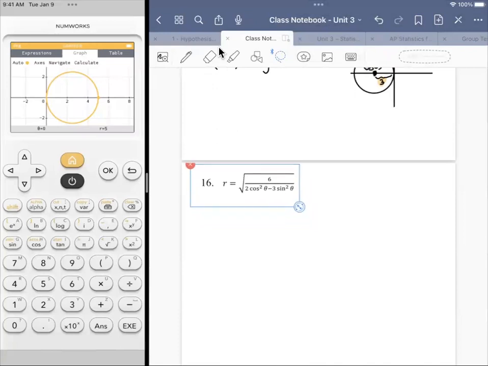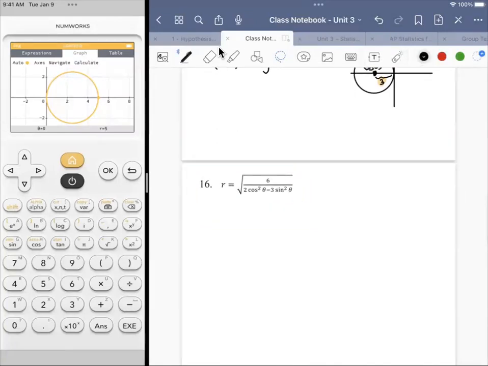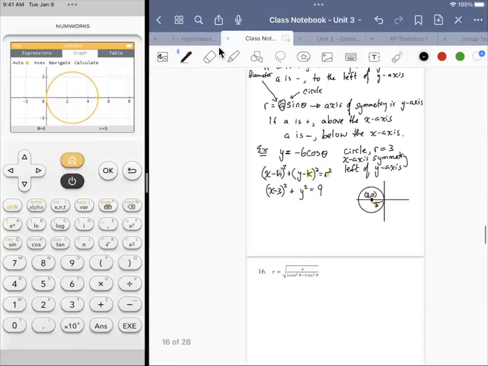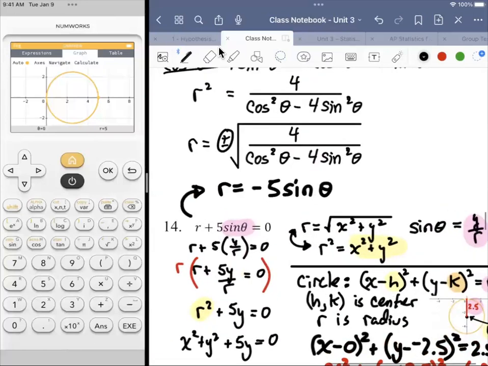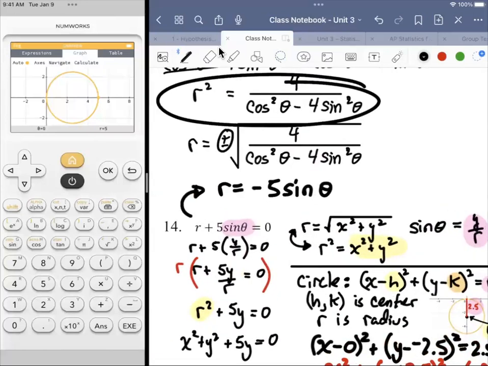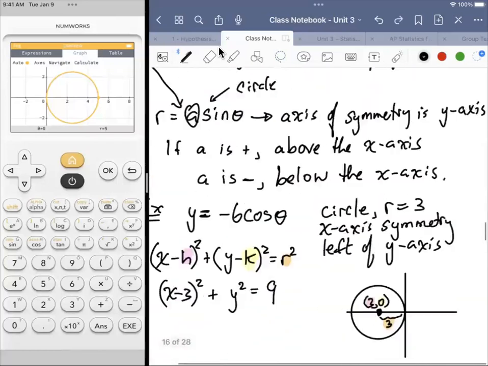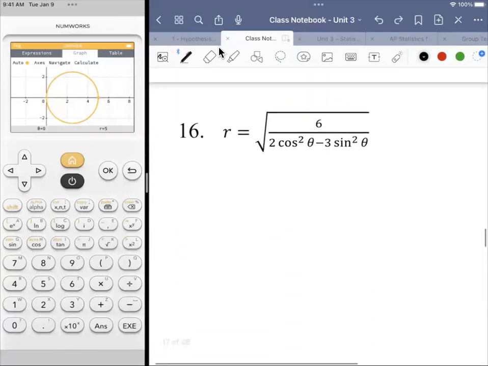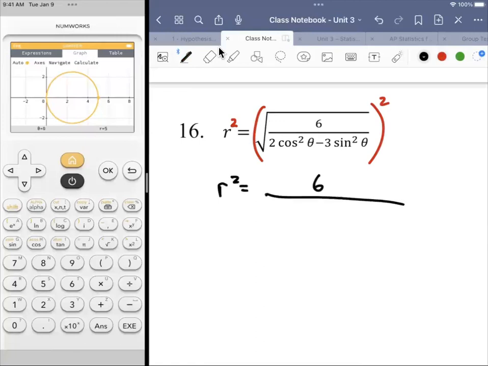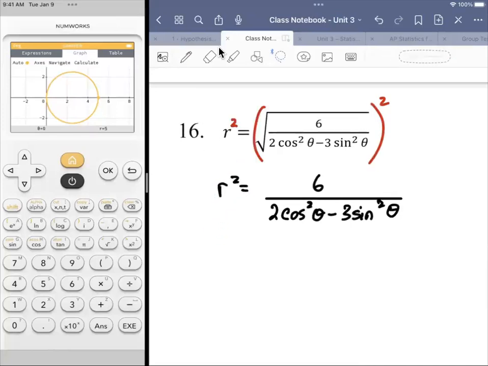So for number 16, again, our goal is to get it into a rectangular form. One thing you may want to consider is actually just going back. The last thing that we did was we took the square root. So let's undo that by raising both sides to the second power. So r squared is equal to 6 over 2 cosine squared theta minus 3 sine squared theta. Yikes.